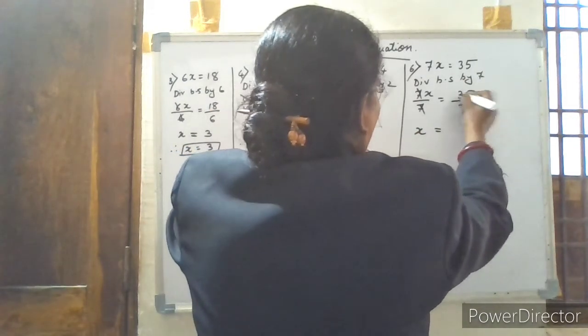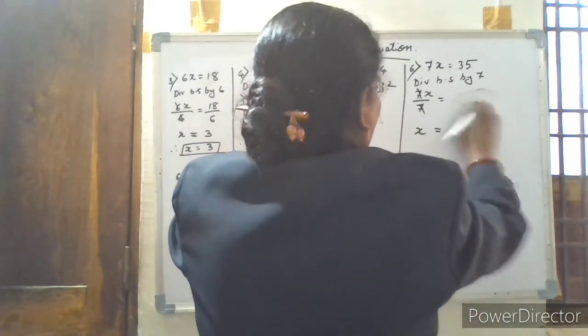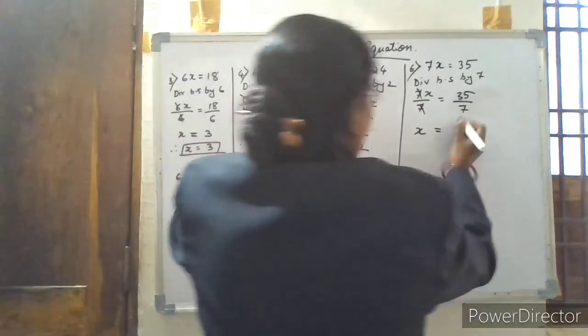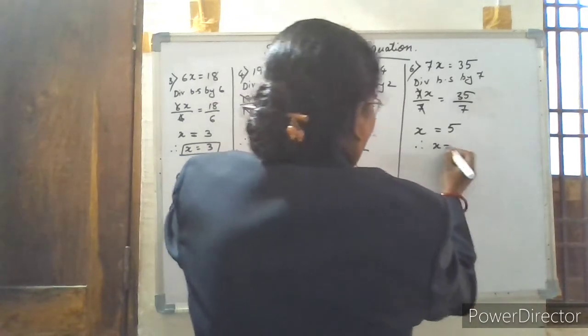7 fives are 35. We can cancel this way also, but I have shown you dividing. So if we divide it, we get 7 fives are 35. Therefore, x is equal to 5.